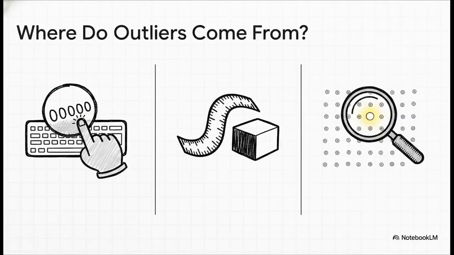So where do these weird clues even come from? Well, they can pop up from anywhere. Sometimes it's just a simple typo when someone was entering the data. Other times it could be an error with the equipment. And every once in a while, it might be something genuinely new and rare, a real discovery. The detective's job is to figure out which one it is.